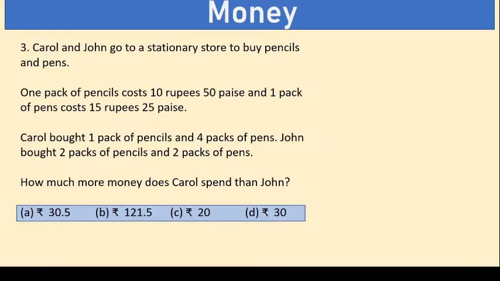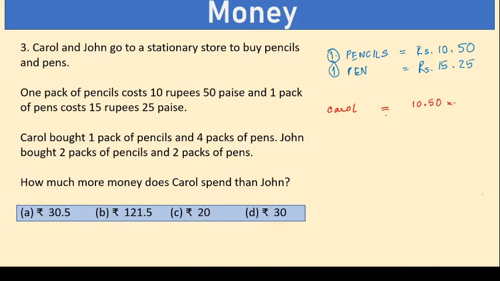Next question. Carol and John go to a stationery store to buy pencils and pens. One pack of pencils costs 10 rupees and 50 paise, and one pack of pens costs 15 rupees and 25 paise. Carol bought 1 pack of pencils and 4 packs of pens, and John bought 2 packs of pencils and 2 packs of pens. So let's find out what Carol spends. 1 pack of pencils is 1050 times 1. And then 4 packs of pens.